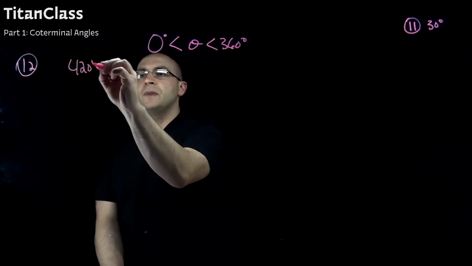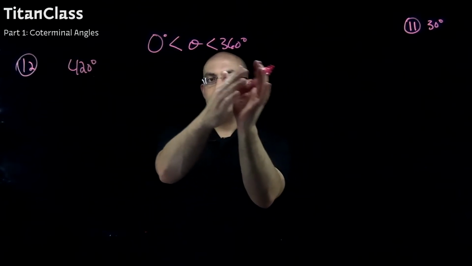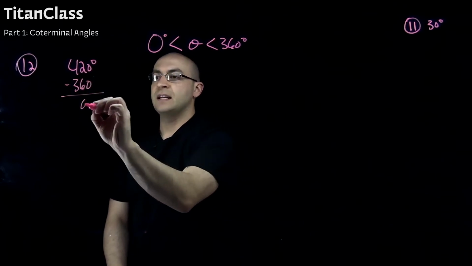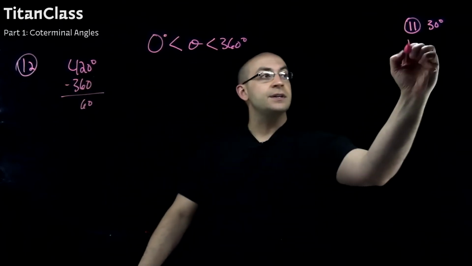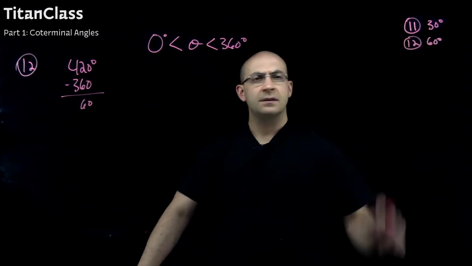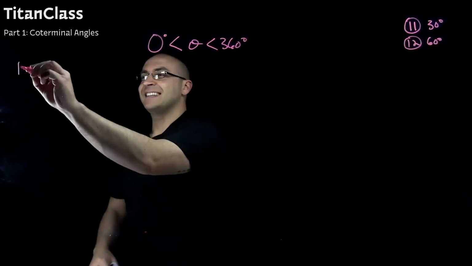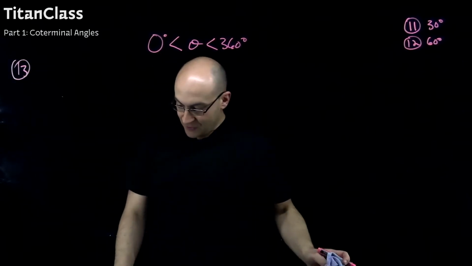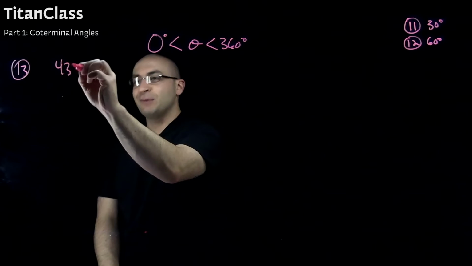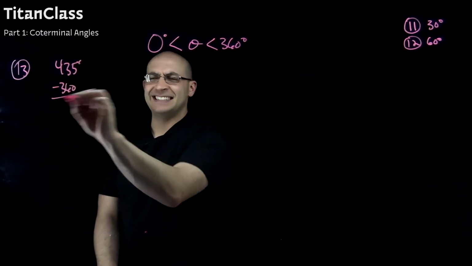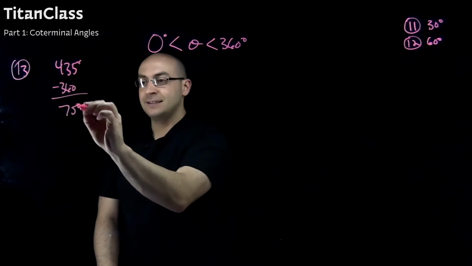420 degrees. Again, certainly greater than the boundary of 360. Again, I'm going to subtract 360. All right, and that's going to give me a 60 degree angle. So 60 degrees is number 12. This section will go a lot faster, as you can imagine. Number 13, because this is easy. 13 is 435 degrees. They were all bigger than 1 revolution, really. Okay, whatever. Minus 360. This is like silly.